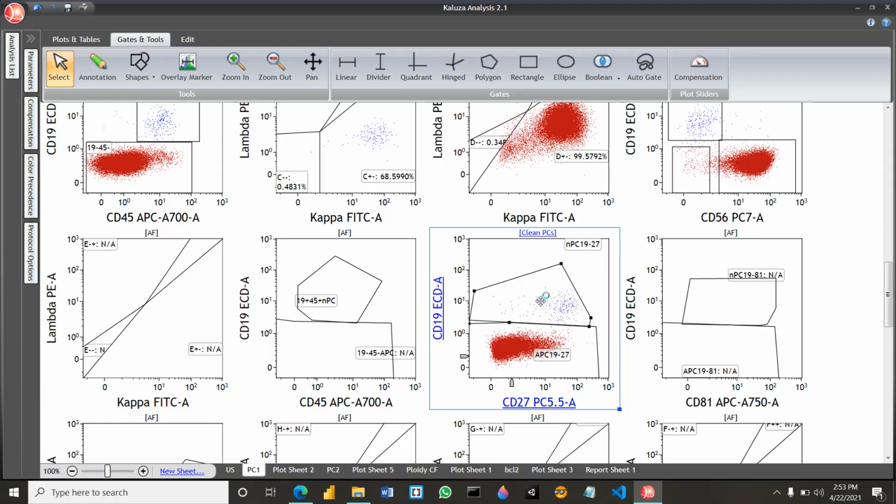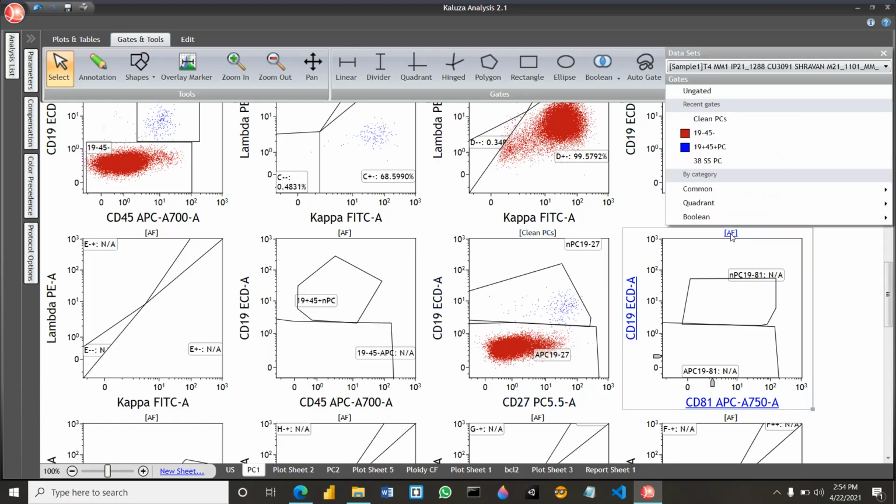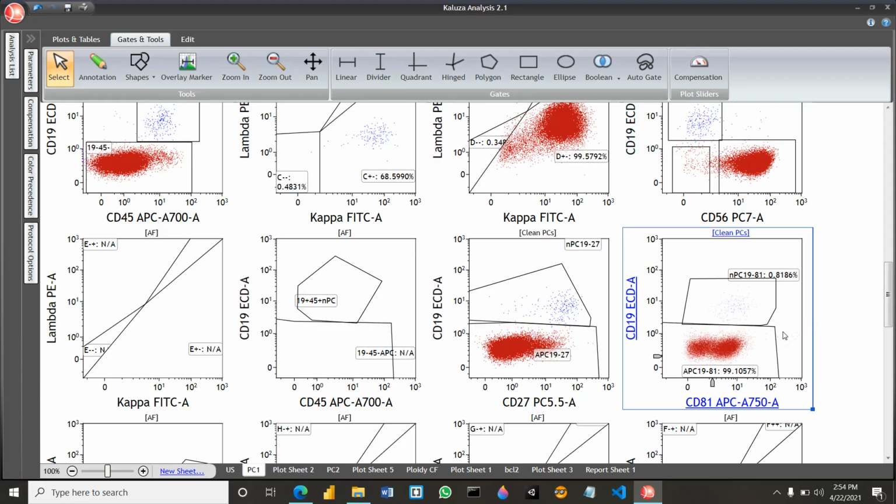On CD19, this clean PC, you can see those plasma cells which are normal are predominantly CD27 positive, but abnormal plasma cells are predominantly CD27 negative. And this is how CD27 helps you to identify abnormal clonal plasma cells. They are CD27 negative in contrast to normal plasma cells. The other marker which is shown to be useful is CD81, and we can look at the CD81 also.